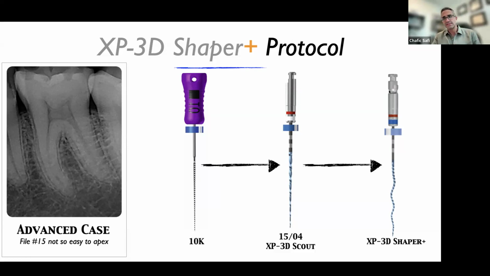And in most cases, as an endodontist or as a general practitioner who sees difficult cases, we're going to be needing this protocol. And if you want to have a clear conscience that the XV3D Shaper Plus is going to do its work without any obstruction or any difficulty, then this is the protocol that you would want to use universally for all your cases when you're doing a root canal treatment.